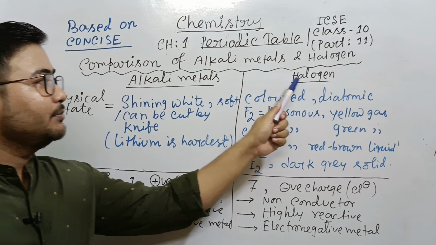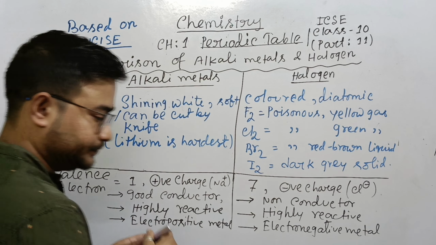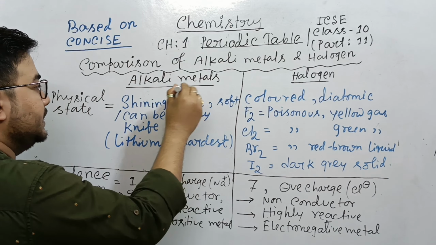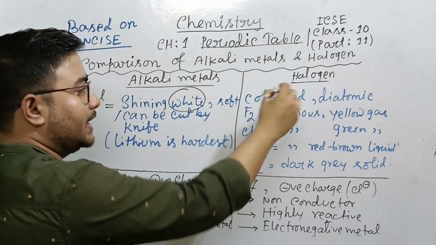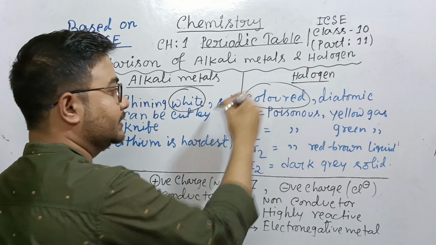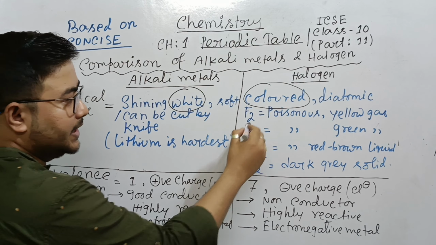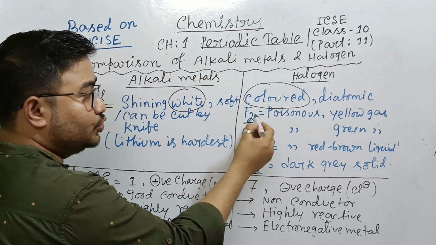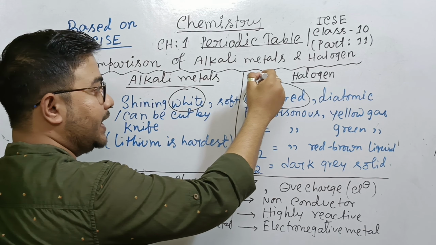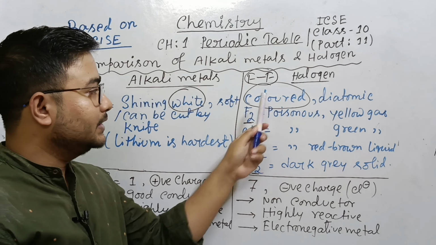Now come to the halogens. But keep in mind all the halogens are colored, and diatomic. Diatomic means see, F2, not F; Cl2, Br2, I2, so two atoms are there. So colored, what is the color?